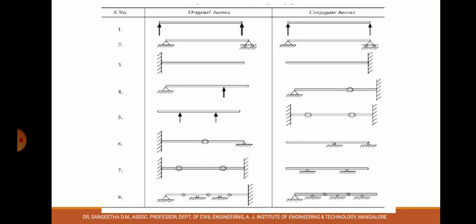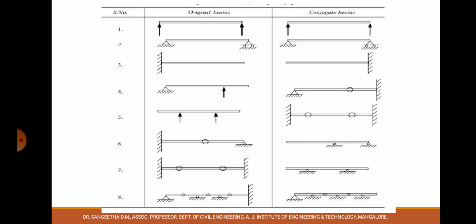And here, one is a hinge, an internal support, and a free end. So the hinge remains as it is. The internal support becomes an internal hinge, and the free end becomes fixed. In the fifth case, both the ends are free. They turn to be fixed. Internal supports turn to be internal hinges. In the sixth case, the fixed support turns to be a free end, the internal hinge turns to be an internal support, and the roller support remains as it is.